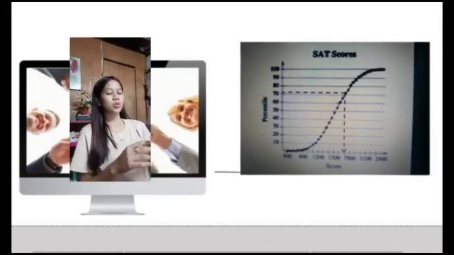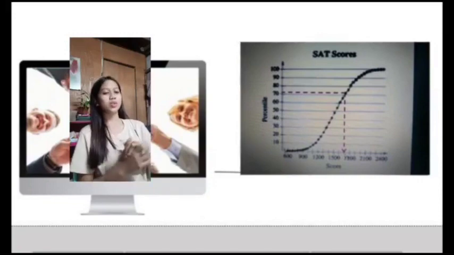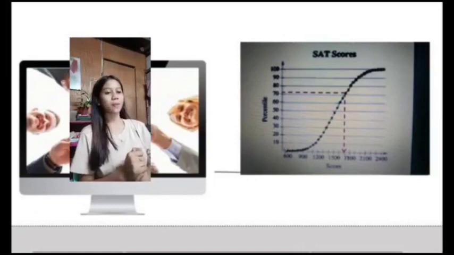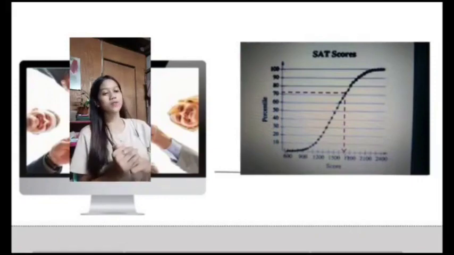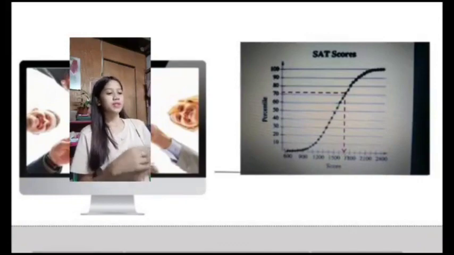I go up to half a line, so 72%. Go across to 1700, so that means that 72% of the students have a SAT score of 1700 or less, because from 600 to 1700, that 72% is our percent on the vertical line. This vertical means again 72% of the students have a SAT score of 1700 or less.